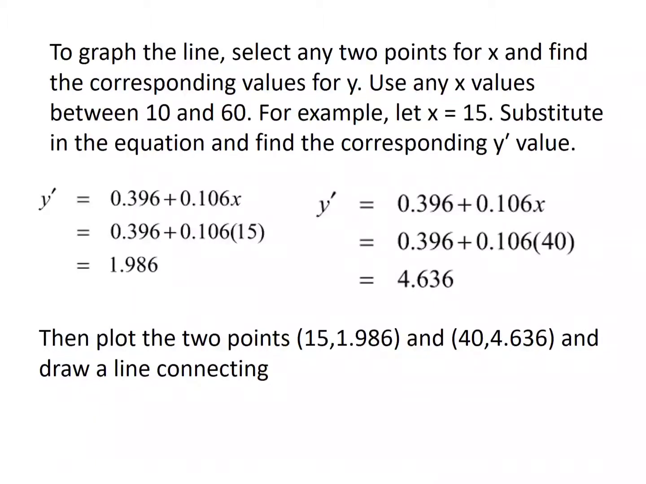You plug in the values you choose. So let's say you chose 15. You plug 15 into the equation. You solve for y. That's your point. That's your xy, right? Because you solved for y. Let's say we picked 40 as well. You plug in the point, you get 4.63. You found yourself your y. So now you have 2 new points, 40, 4.636, and 15, 1.986.